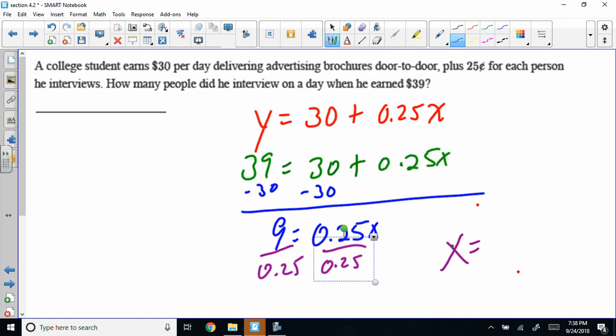So that's 9 divided by 0.25. That's going to go up because that's a big one divided by a smaller one. So that's 36 what? 36 people, right? Fair enough? Okay.